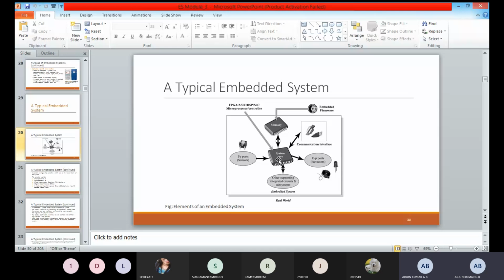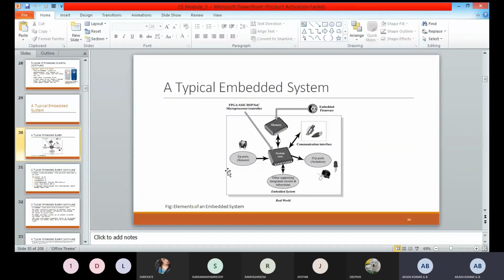See, we have different types of inputs. It may be a sensor. This is a sensor that should be connected to the input port, and then on the output port we can see the actuator. Actuator is nothing but a fan, or it may be a light, a diode, a valve, or some other output devices. That should be connected to the output port, and then there is a communication interface. We use the communication interface through RS-232 cables or some USB port. The embedded system also supports other integrated circuits and subsystems.